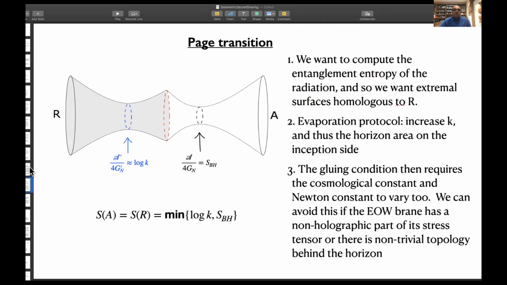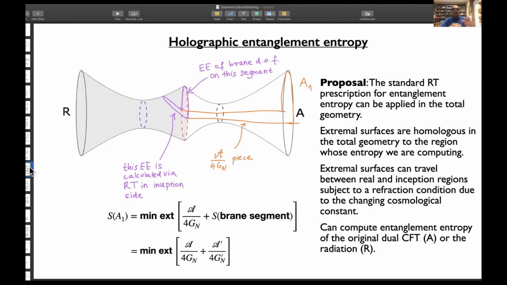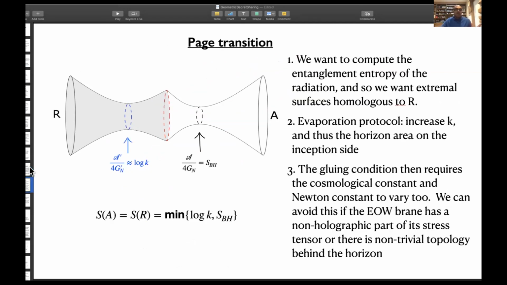Fine, so let's do it. So let's start. Now you'll see that if you take for granted that you can do this inception and that we agree that this RT prescription, this extended RT prescription is valid, namely your minimal surfaces can run between the real and inception geometries, all kinds of good things pop out basically for free. You can look at the pictures and see what's going to happen. So here's the Page transition.